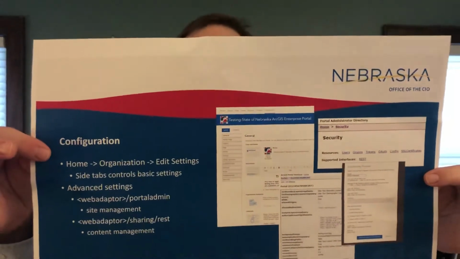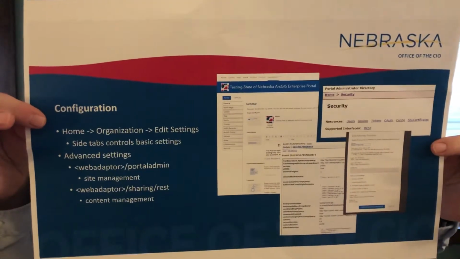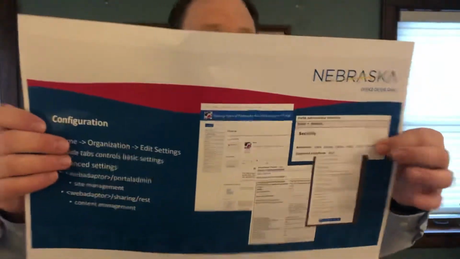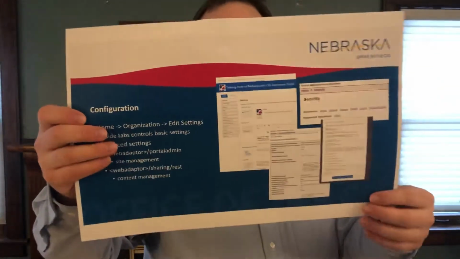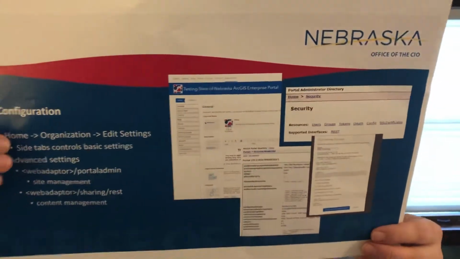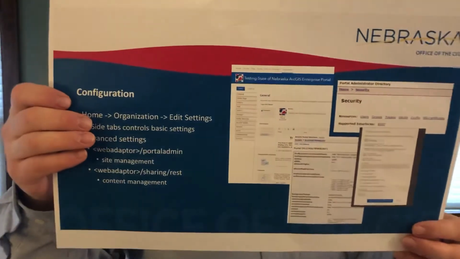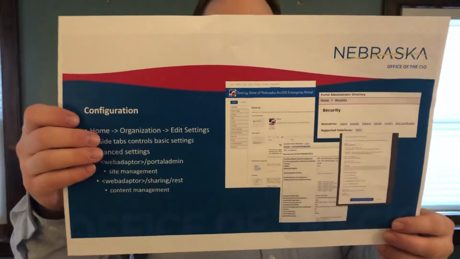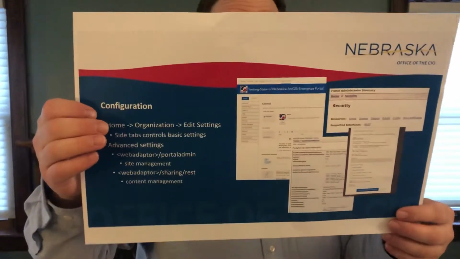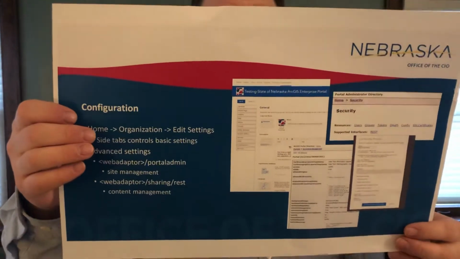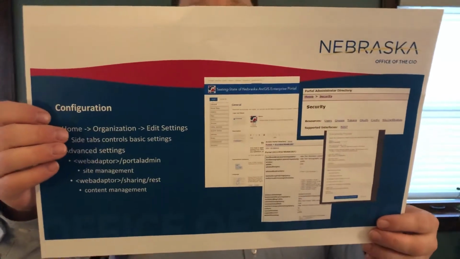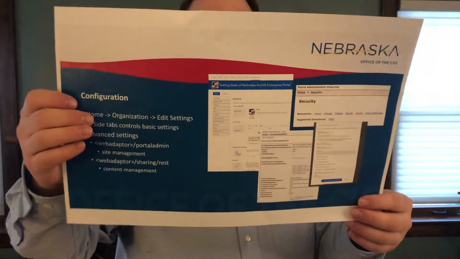You have your portal admin directory, and you also have your sharing REST directory, which is more of your service configuration. Knowing how to work with all these different configurations is very important. There's plenty of documentation out there from ArcGIS or Esri to go off of, but there's lots of different ways to configure this depending on what you need.